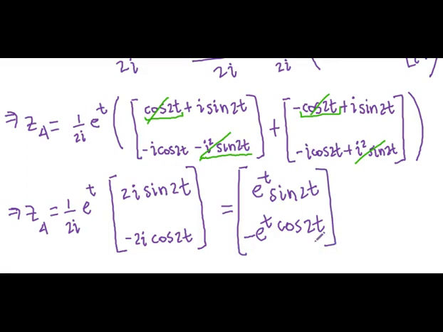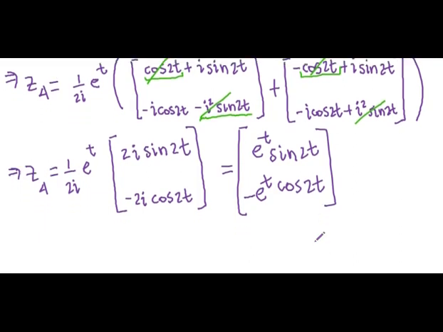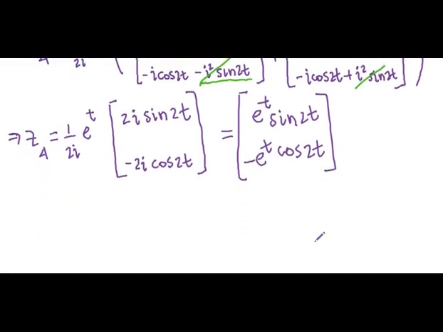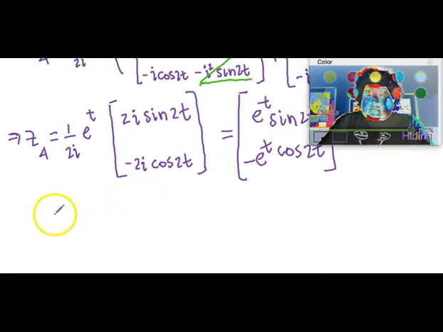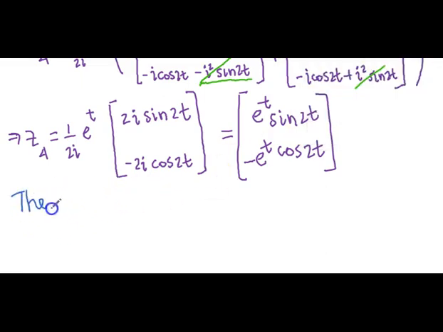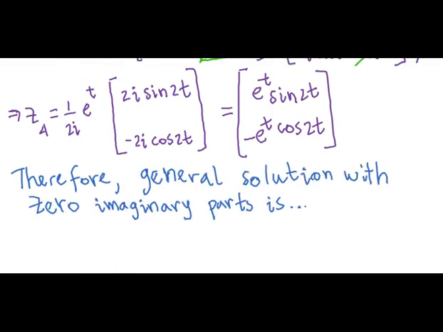So the general solution without imaginary parts, or with imaginary parts equal to 0, the general solution with 0 imaginary parts is defined as, I'm going to call that u of t.